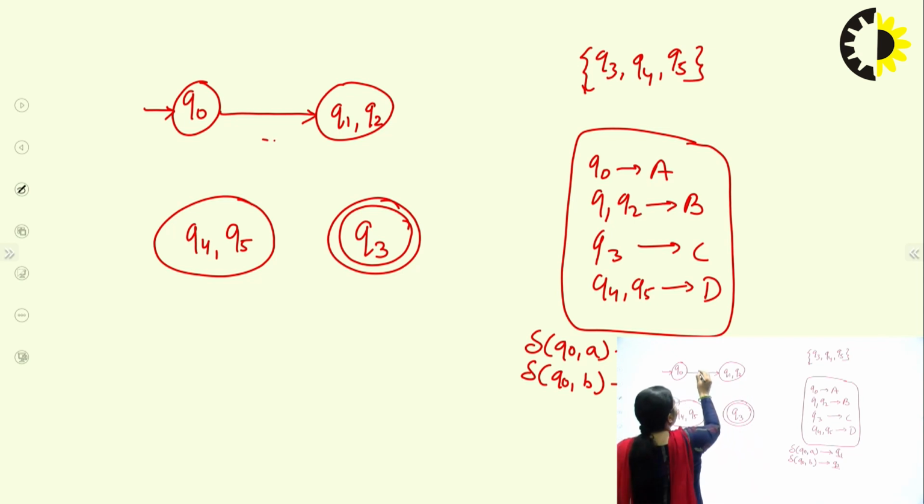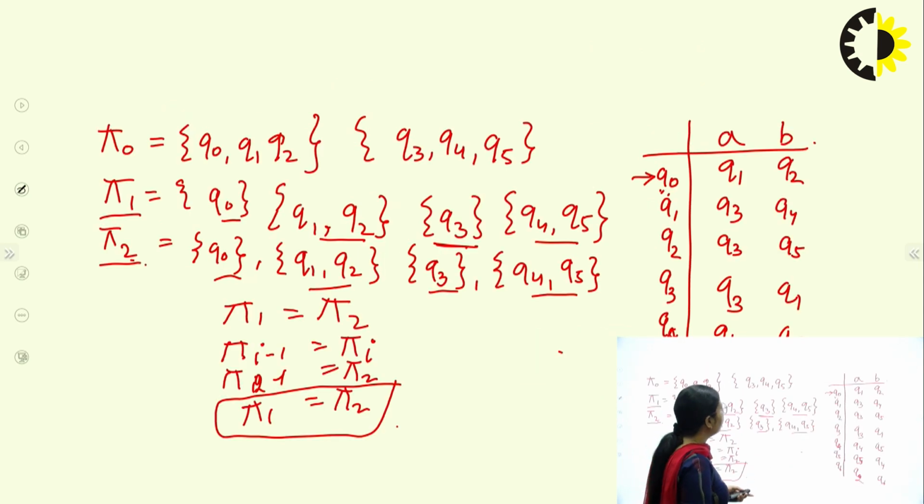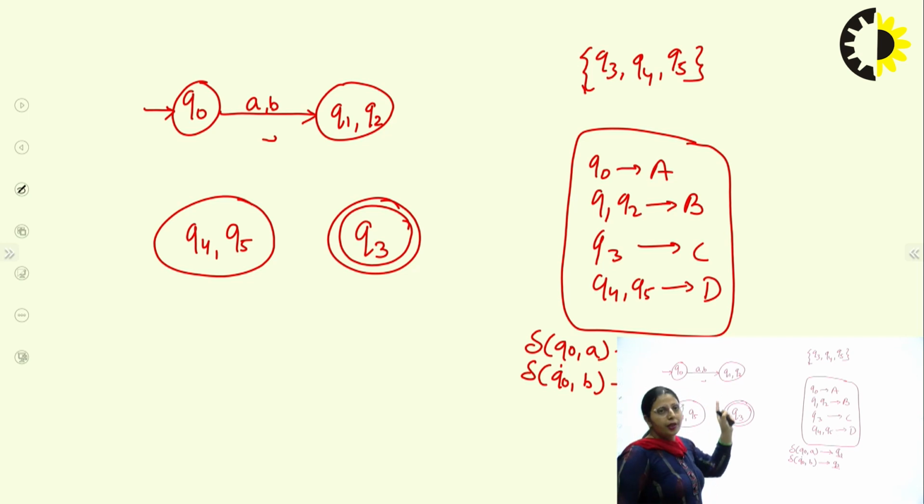So we can mark here A, comma B. Right? Why have we marked A comma B here? Because the next state reached from Q0 on input A and B remains in the same set, that is Q1 and Q2. That's why we have marked here A comma B. Now, what is the next state? Q1, Q2.